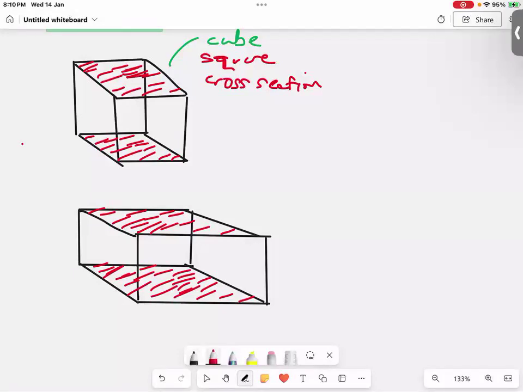Okay, so now again, this is called a cuboid. And the reason why it's called a cuboid is because the cross section is rectangular. So it has a rectangular cross section. Okay, so that's why it's called a cuboid.